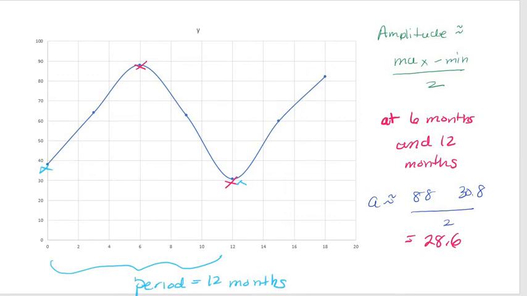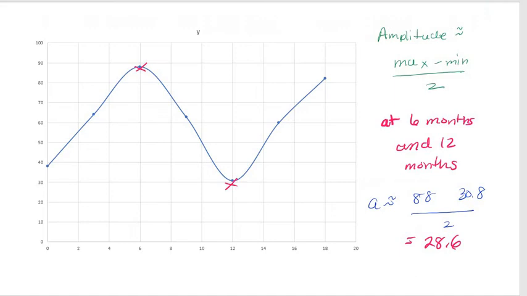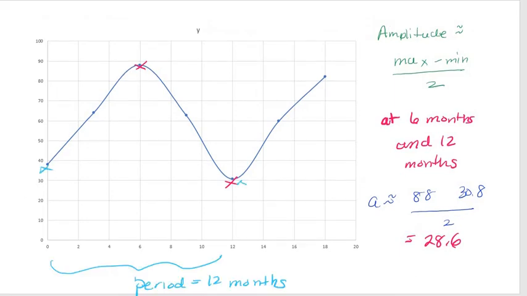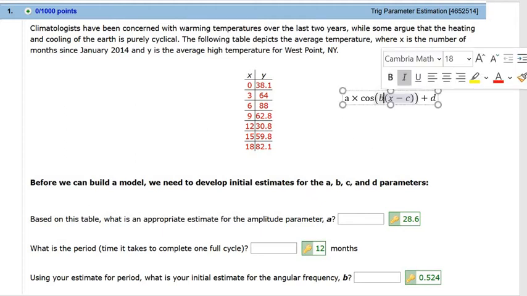The period looks like it's about 12 months. I can see that. How do I know that? It does one cycle, returns, and then it starts doing the same thing again. So this length here is about 12 months. If you go back to the beginning, it says the period is 12 months. So that's what you put there. How do you find B? In this formula that's right at the beginning that I showed you, how do you find this value of B right here? That's the next thing up.